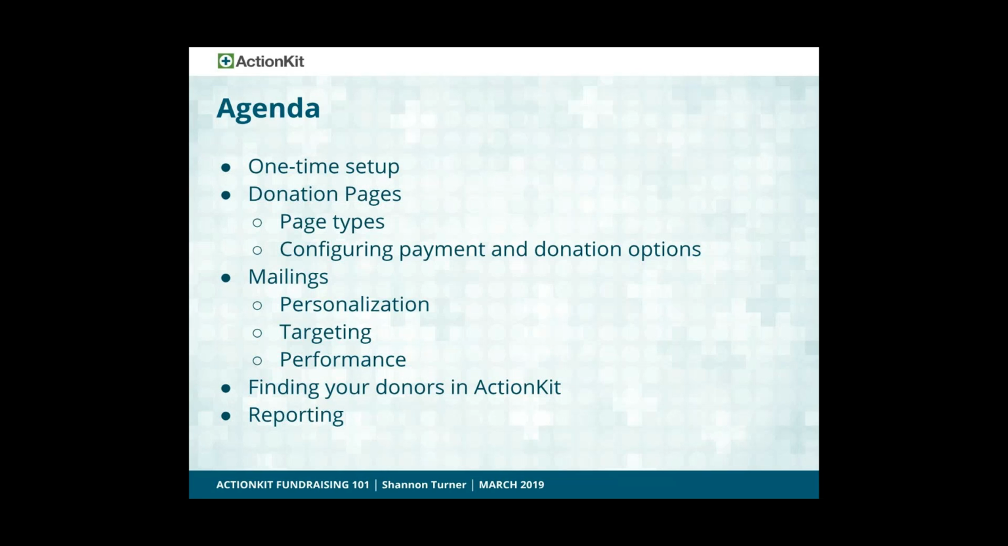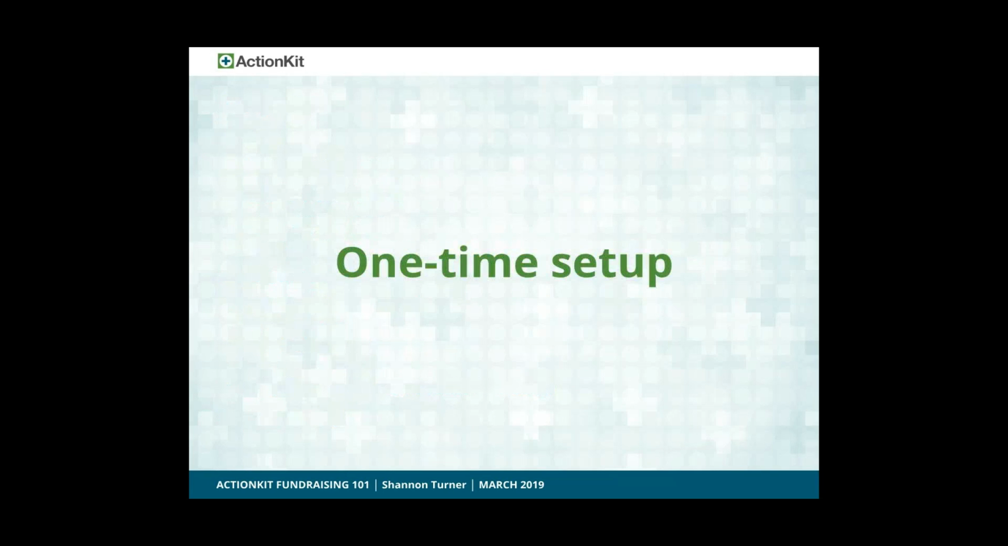Then we're going to move on to mailings and especially how to personalize those mailings and how to target them to reach the people that you want to reach. After that, we'll cover how to gauge the performance of your mailings and see how well they're doing. Then we'll move on to finding your donors in ActionKit. And finally, we'll wrap it up with reporting.